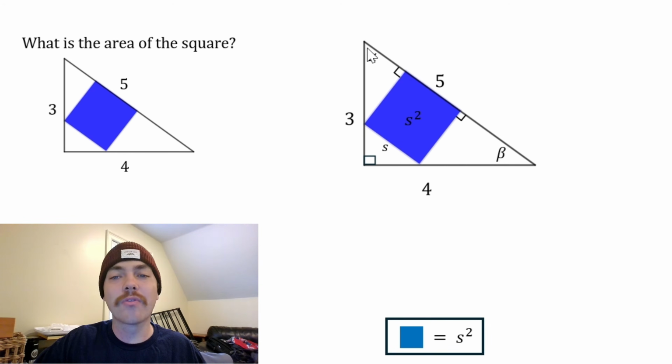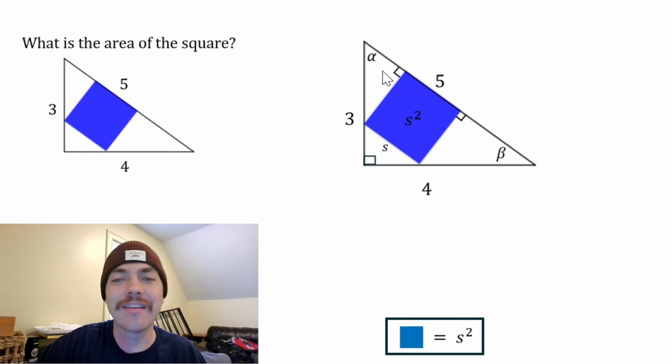Now let's look at all three of these smaller triangles. In our big triangle, 90 plus alpha plus beta equals 180. So in the smaller triangle, 90 plus alpha plus beta is also going to equal 180. And in this triangle over here, 90 plus beta plus alpha has to equal 180.